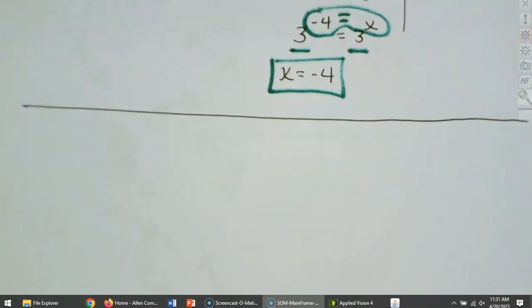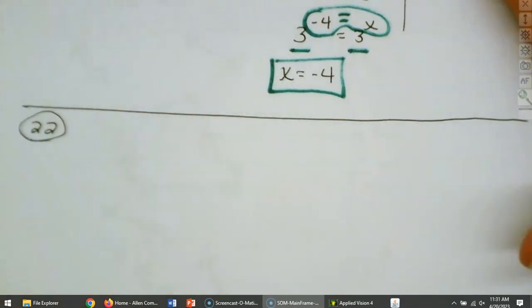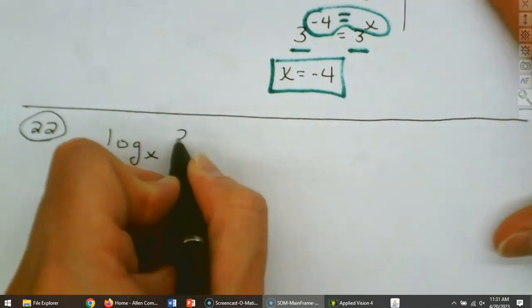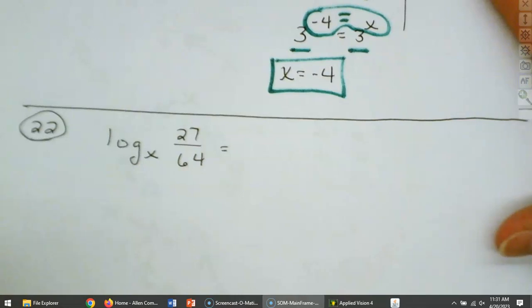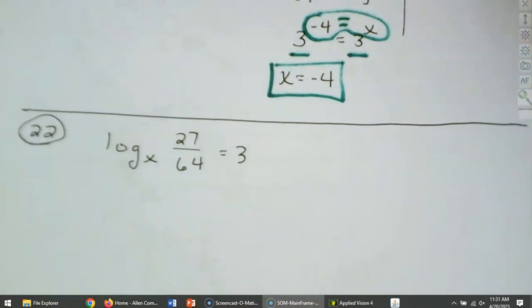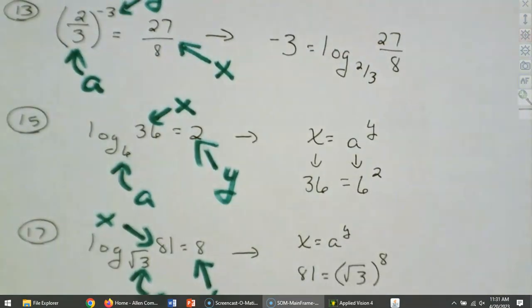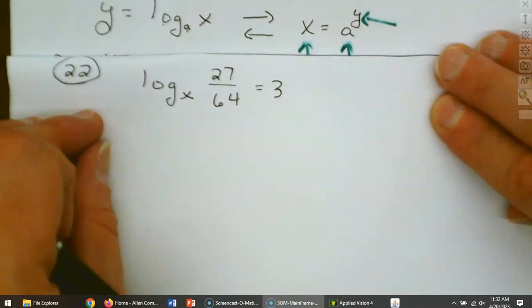Let's do another one. 22. In 22, the x is now the base. So we're going to have to solve it a little bit differently. Let's look at question 22. It's a logarithm, so we're going to convert that logarithm into an exponential. And again, if we need our formula, put it up so we can see it. Here's our conversion formula again. I think it's helpful to have it.